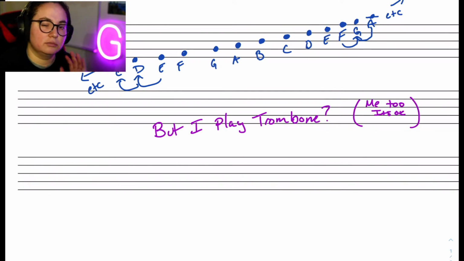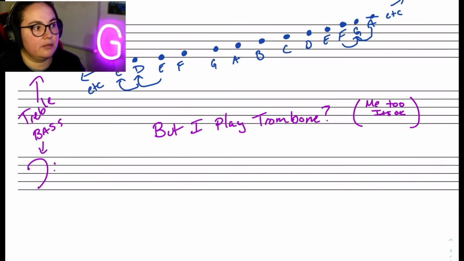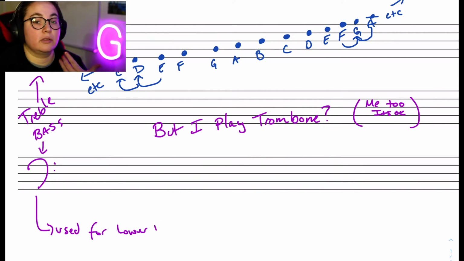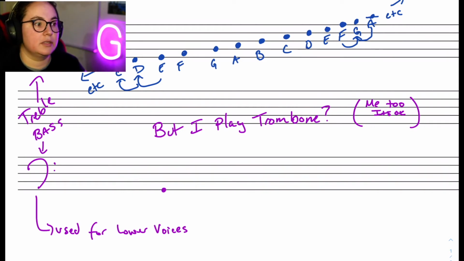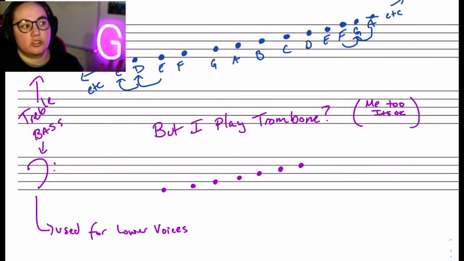I play trombone. I also play trombone. And we always hear about treble clef a lot. So we also have another clef called bass clef. Kind of looks like a sideways sad face. And we actually use that usually for lower voices, lower instruments, or the left hand of our piano, or instruments like timpani, right? There's a ton of instruments that read this bass clef.